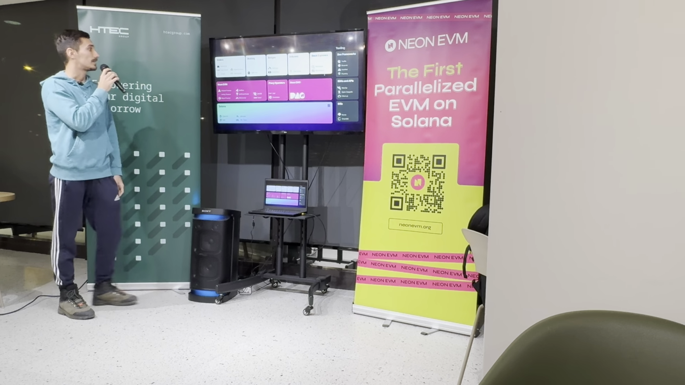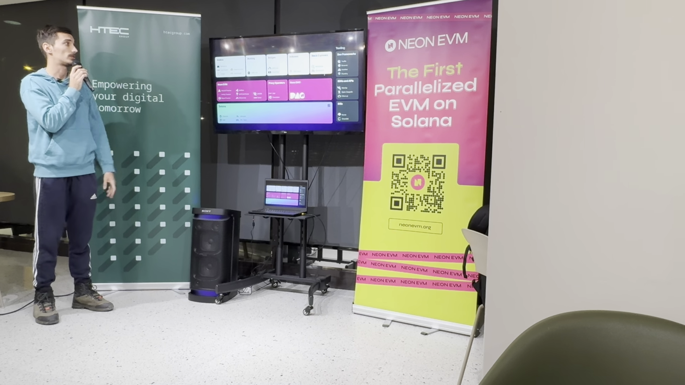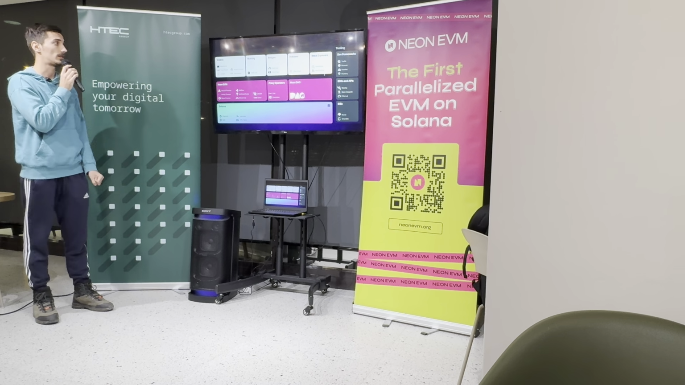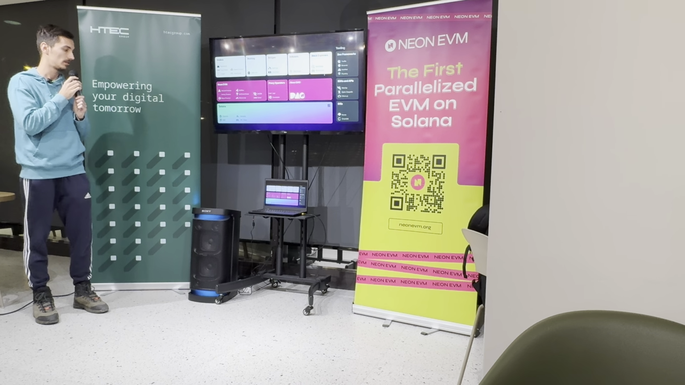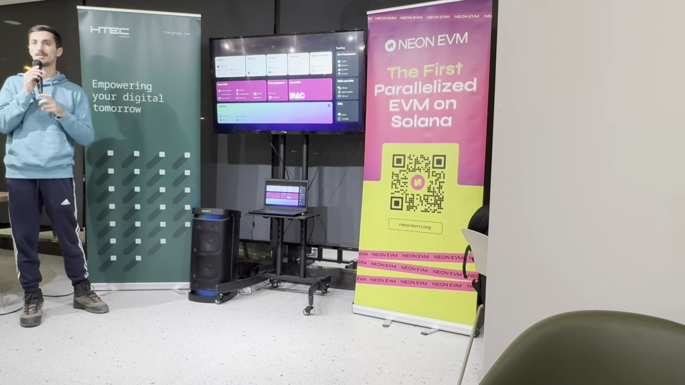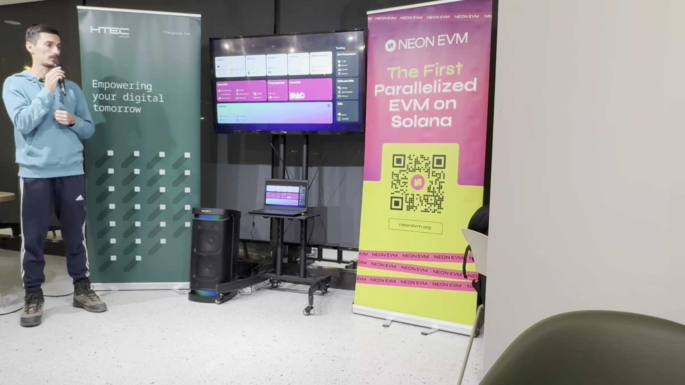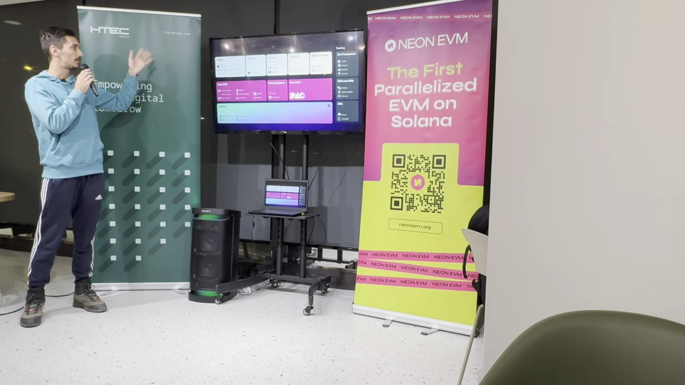Okay. As I said, this is our ecosystem and what we support at the moment. We support all the dev tooling that people are familiar with. I myself use Remix a lot, for example, for deploying and debugging transactions on Neon EVM and seeing that they behave the same as the ones on the real Ethereum chain. We support the known wallets.